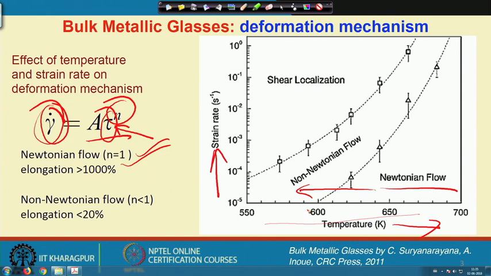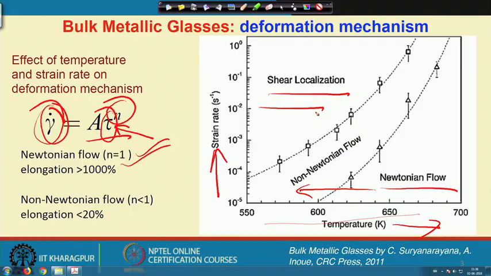On the other hand, if we apply a very high strain rate to a solid, then the strain will be localized into some clusters, and shear will be localized in those clusters. The cluster could be in a supercooled liquid, or the cluster could be in a glassy state, in a solid. So, it does not matter. So, there is some transition from a shear localization to a Newtonian type of flow. It depends on the parameters, that is temperature of deformation and strain rate of deformation.